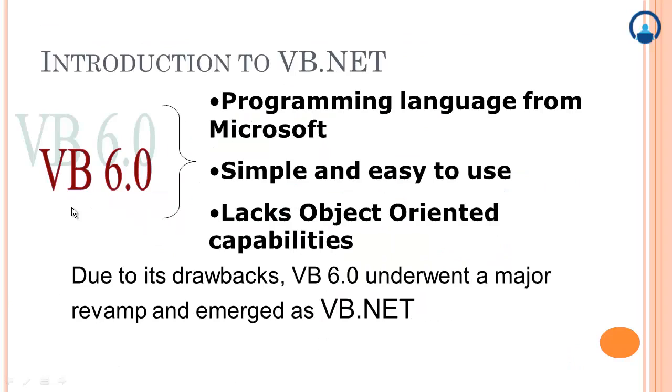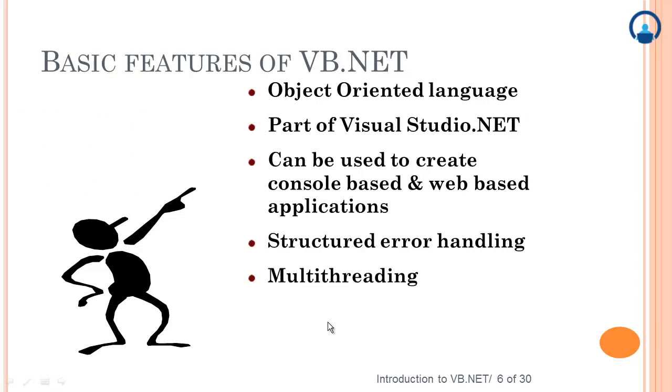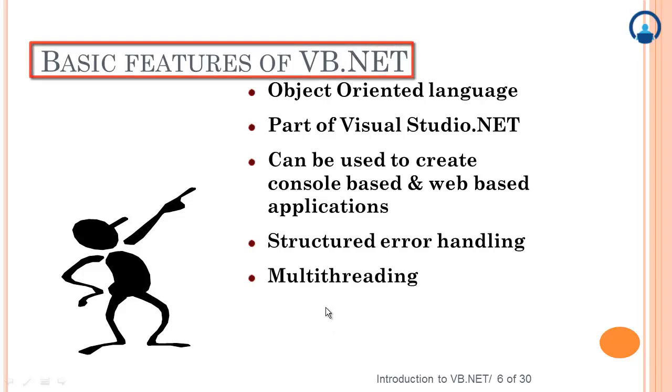Let us see what is VB 6.0 or Visual Basic 6.0. It is a programming language from Microsoft, which is a popular language because of its simplicity and ease of use in terms of syntax, but it lacks object-oriented capabilities. Hence, due to these drawbacks, Microsoft developed a new strategy, .NET, which revamps the existing VB to VB.NET. We'll see some basic features of VB.NET.